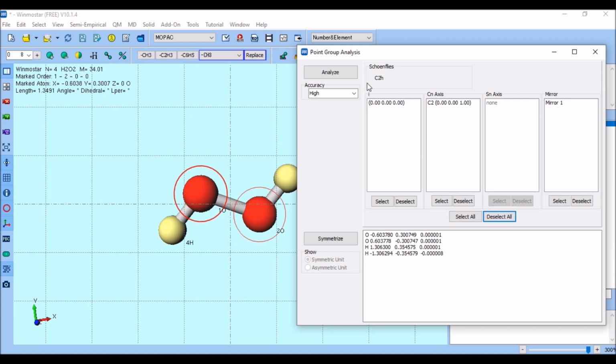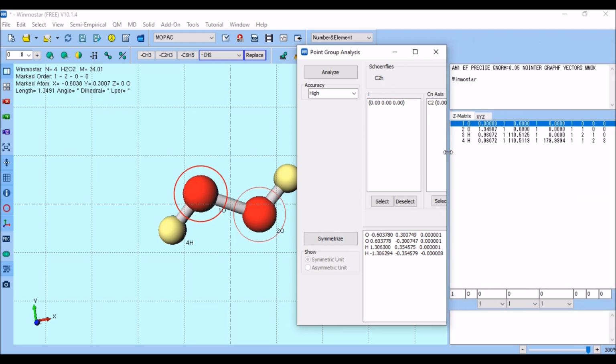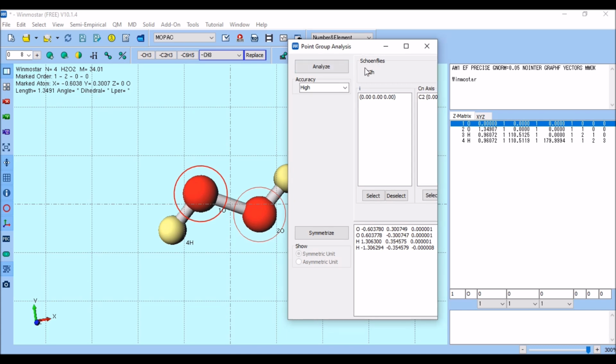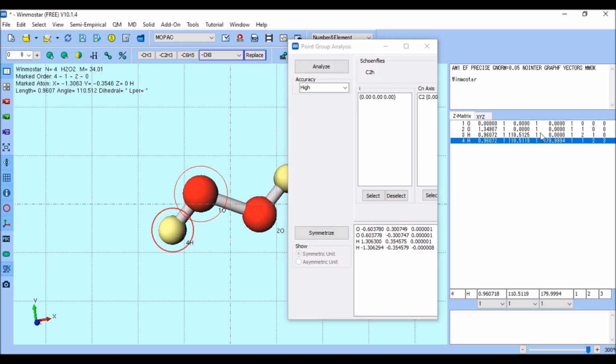I'll just deselect all. See, the point group is C2H when it corresponds to the dihedral angle as follows. See, the 180-degree dihedral angle, right? So C2H for the 180-degree dihedral angle. This is 179.9, which approximates to 180 degrees. Okay. See, you have the Z matrix there. So I have the Z matrix editor here.